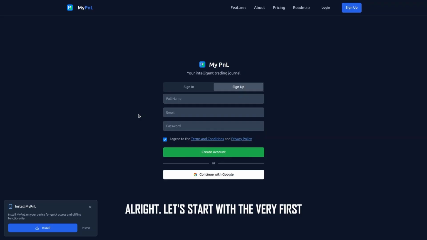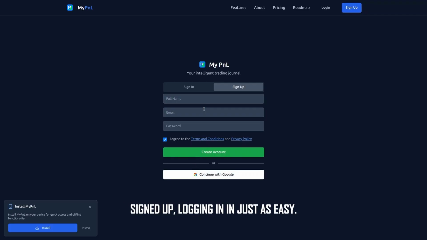Alright, let's start with the very first step, getting into the platform. The sign up process on mypnl.pro is super simple and beginner friendly. You just need to enter your full name, email and password. That's it. Once you agree to the terms and conditions, you can click on create account and you're good to go. Alternatively, if you prefer a faster way, you can also sign up instantly using your Google account. Just one click and you're in.